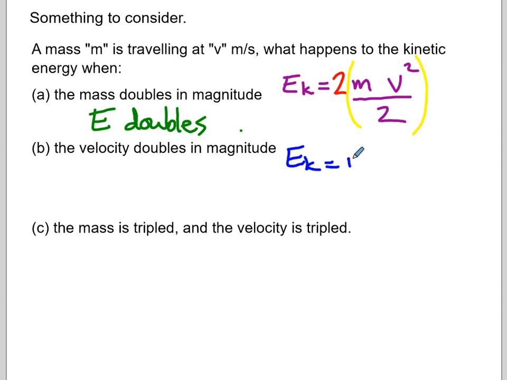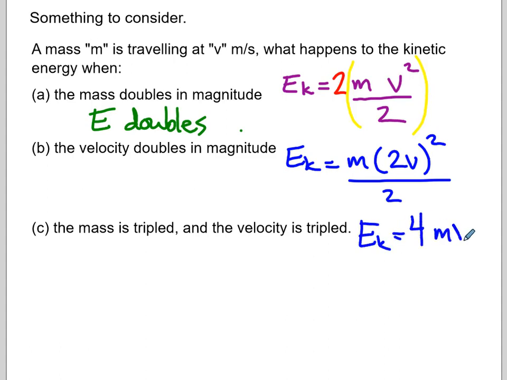And this is where I have to be a little bit more careful. I'm going to put the 2 inside the bracket. Now that's a really important step. Okay, so when we square this bracket, we end up with EK equals 4mv squared all over 2. And now you can see here, there's the original expression, mass times velocity squared over 2.